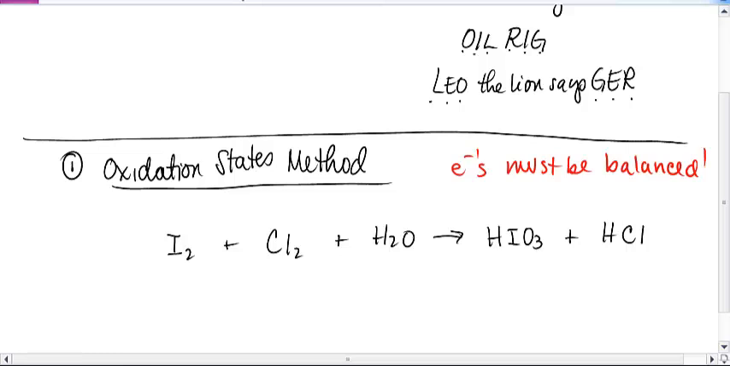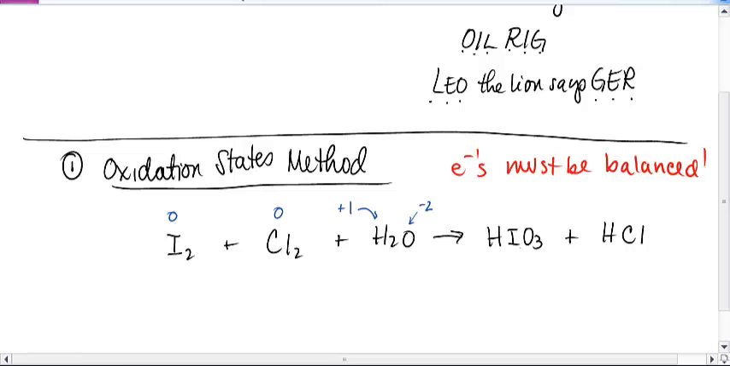With the oxidation states method, we look at the oxidation numbers. There's a page in your book that talks about how to assign them. So we're going to assign oxidation numbers to everybody. Here's iodine, an element by itself, so it's 0. Plus chlorine, an element by itself, so it's 0. In water, oxygen is almost always -2, except in a peroxide when it's -1, and hydrogen is almost always +1, so those are easy enough.